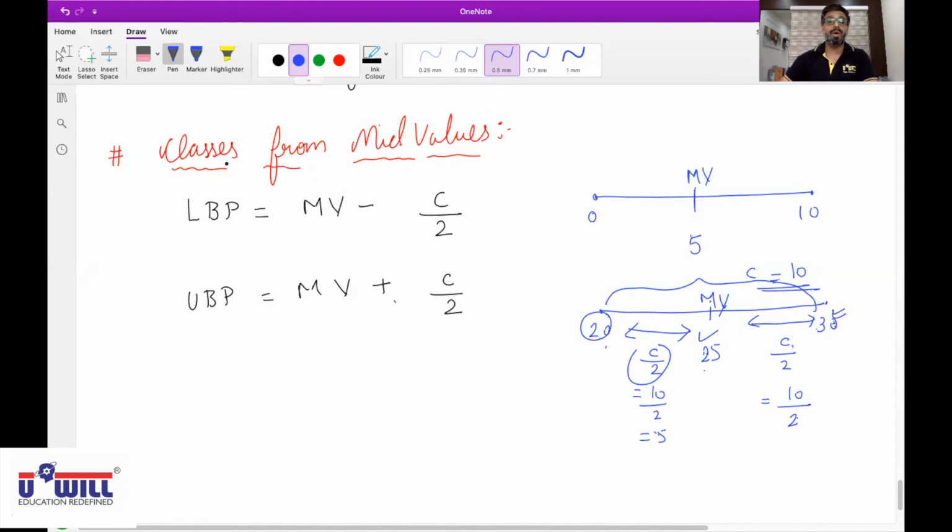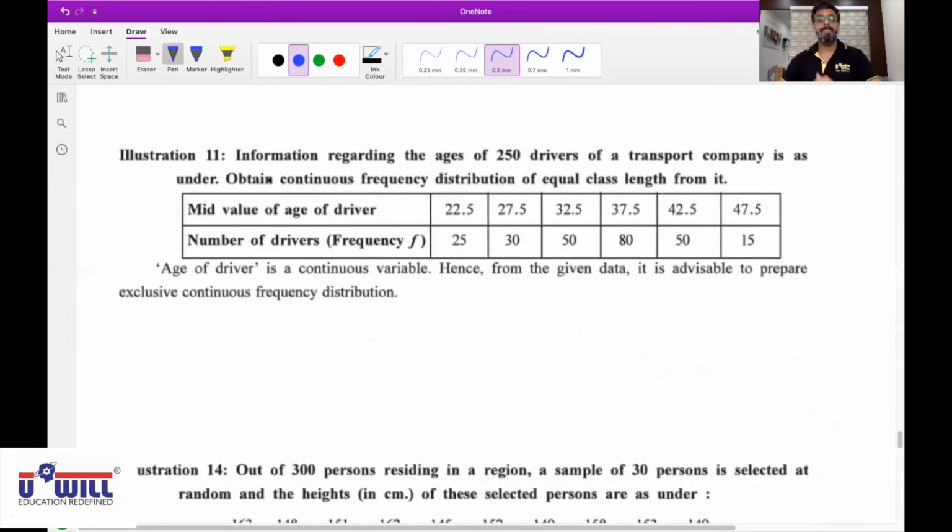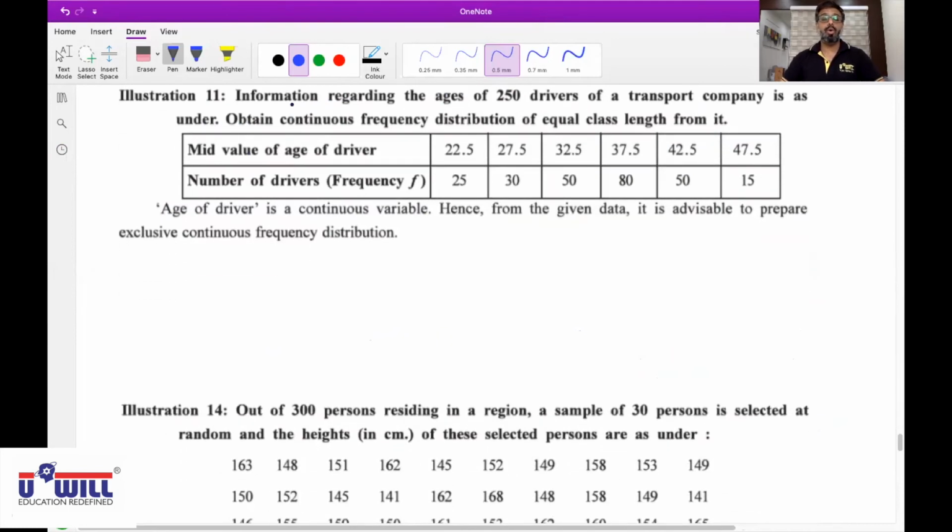So note this formula, everyone. It's very important. How to find the lower boundary point? Mid value minus half of class length. How to find the upper boundary point? Mid value plus half of class length. Illustration 11. Information regarding the age of 250 drivers of a transport company is as under. Obtain continuous frequency distribution of equal class length from it.